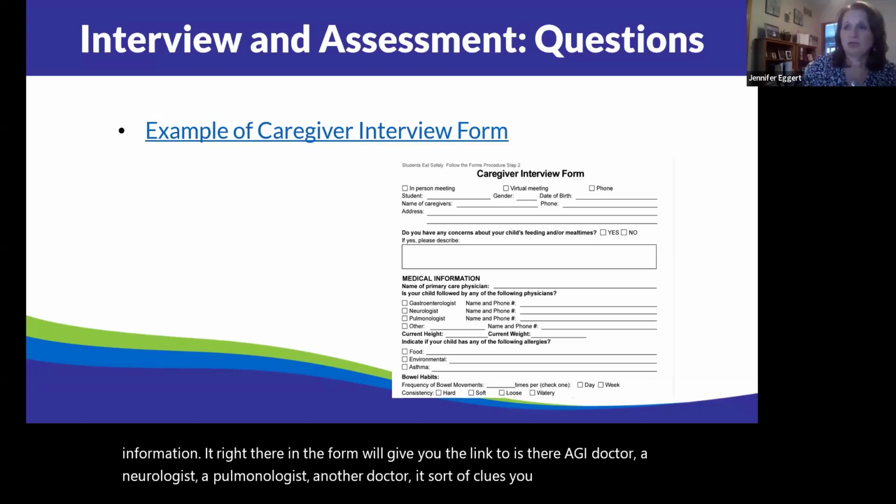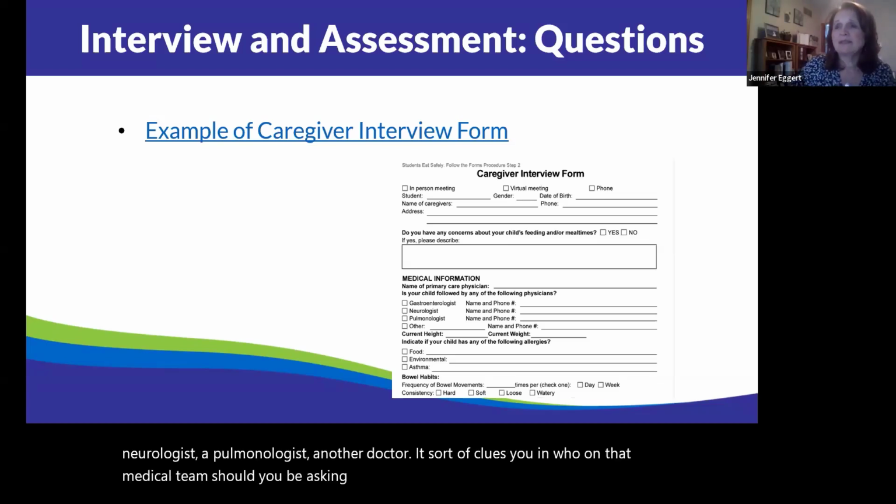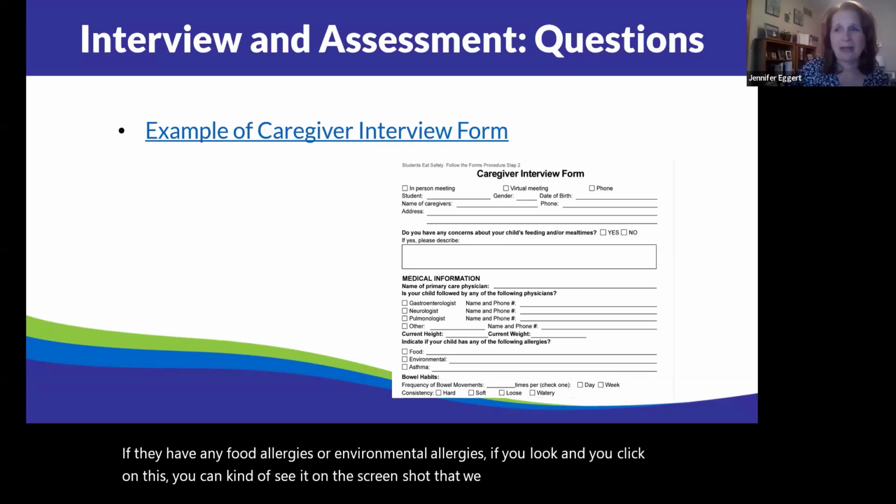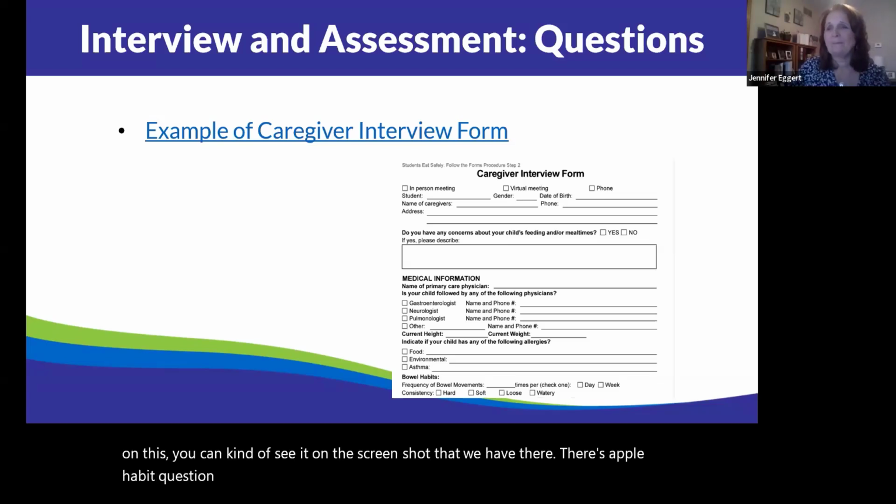Who on that medical team should you be asking about things that maybe the nurse wants to know, such as their current height and weight, if they have any food allergies or environmental allergies? If you click on this, you can see it on the screenshot that we have there. There's that bowel habit question that I love. Sleep patterns, medications that they're taking.